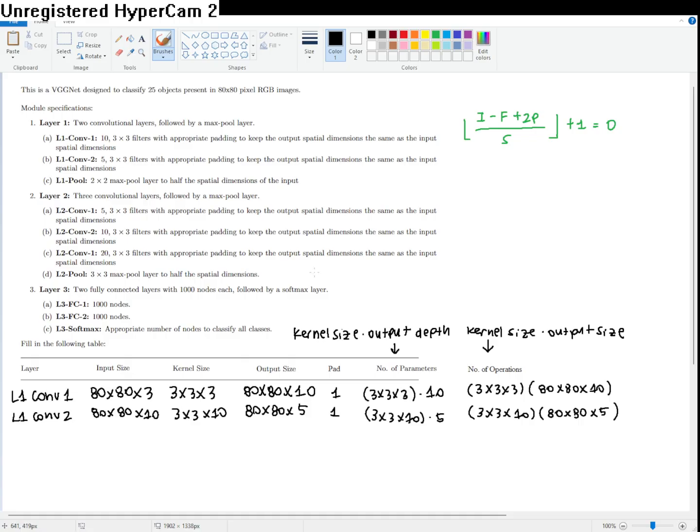Pretty straightforward. Here's our first pooling layer. I'm going to make it blue because it's a pooling layer, and pools are blue.